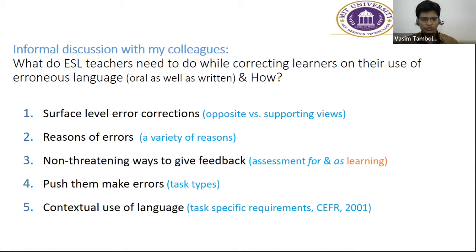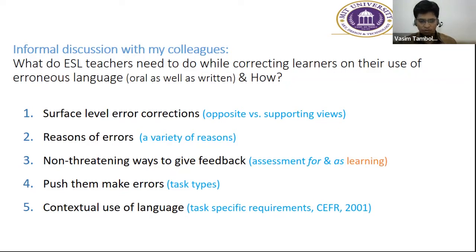So they talked about surface level errors and error corrections, and I could get some opposing as well as supportive views. Opposing views: our students might get scared of the corrections that we make. Supporting views: students themselves want to know about their errors and want us to correct them. We also need to provide learners with a variety of reasons why they are making errors, but we should give this through concrete feedback, and we should use our assessment not only of learning, but for and as learning. And yes, we also talked about there being a variety of ways so that we can push them to produce more output, no matter if they make errors, and we can get to know the kind of errors they are making.